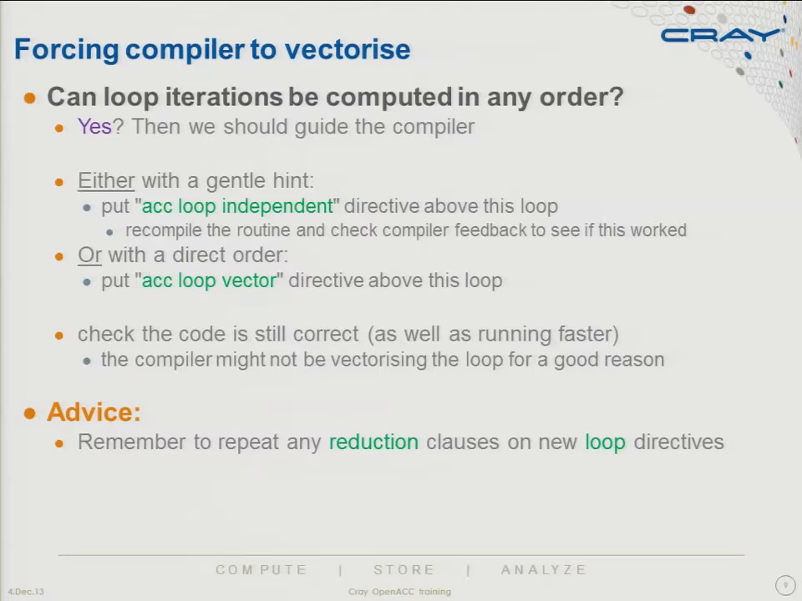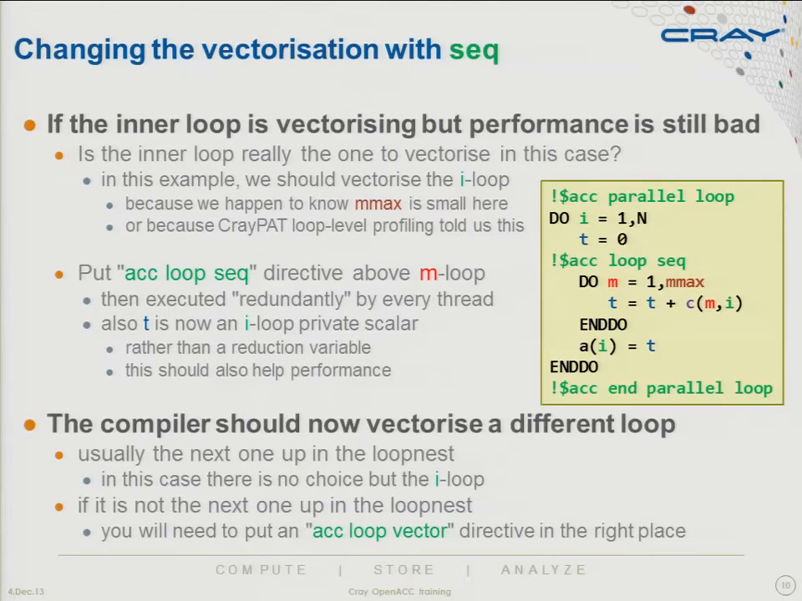If it still says, no, I'm not doing it, then you just go in and you give it a direct order, and you say, this loop should be divided over the vector level of parallelism. And then it should do it. Then you should check the code is still correct. Perhaps the compiler wasn't being foolish and it had spotted something that you didn't, and there was a dependency. So only put these in when you need them. And remember, repeat any reduction clauses when you add these tuning directives, if you need them.